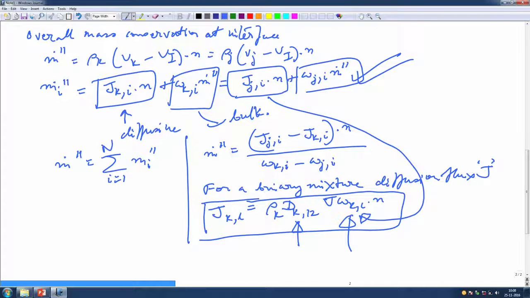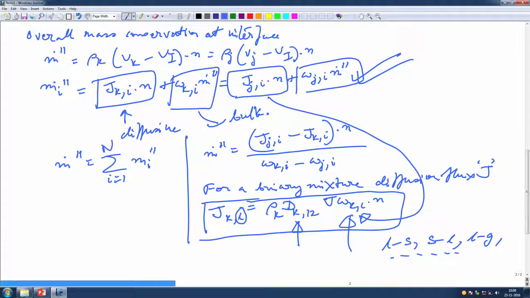Now, the binary mixture can be in the presence of any of the phases. For example, here we wrote it in terms of some arbitrary phase. It can also be liquid-solid, solid-liquid, or liquid-gas. It can be with respect to any two combination of phases. So it is basically whichever phase it is present in, it is the diffusion in that particular phase.